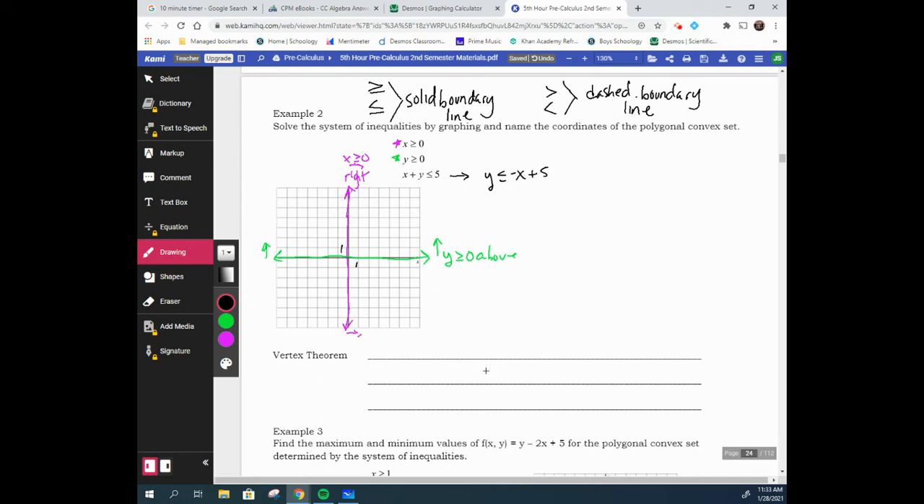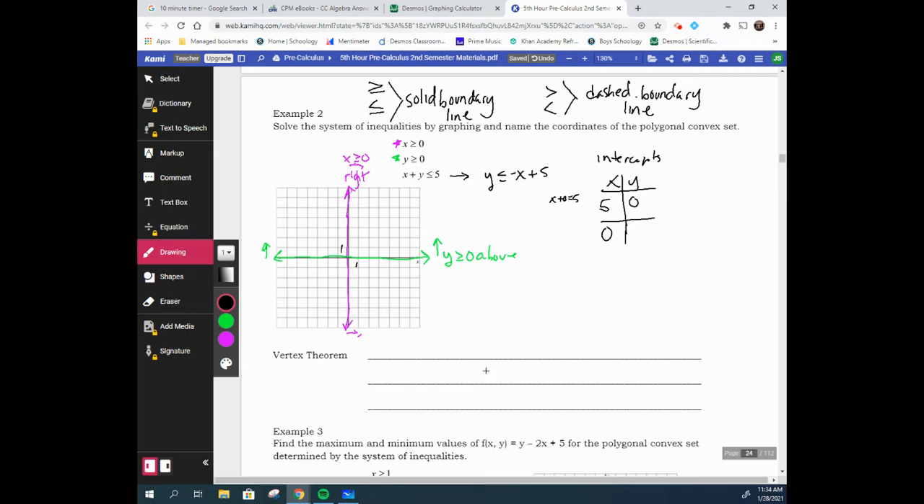The other way to graph this is using the intercepts. Intercepts happen when something is on an axis. An x-intercept is when y is 0, and a y-intercept is when x is 0. So I could plug y equals 0 into my original equation and solve for x. I'm just going to solve the equation to get my boundary line, and then the shading comes in when I think about the less than or equal to.